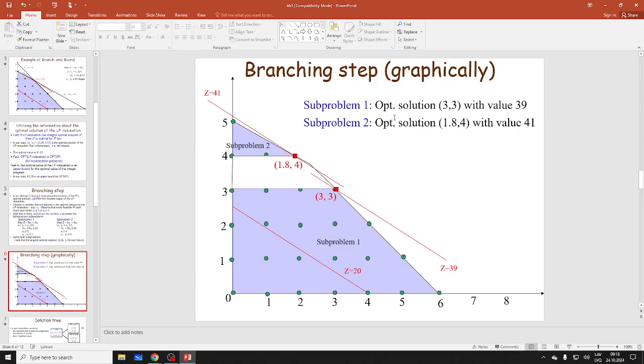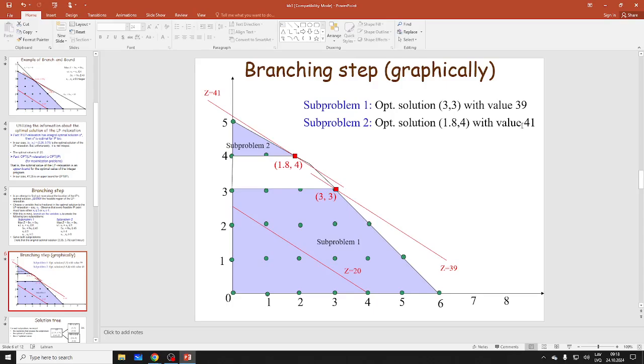Two solutions, right? And what do we find? Remember, we are solving this linearly, a regular floating point solution, which has good algorithms like the simplex algorithm. So what do we find? Well, we find that this one gives you value 39, while in this other space we end up with solution 1.84 with the value 41.